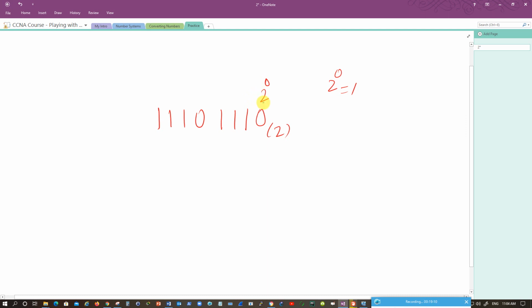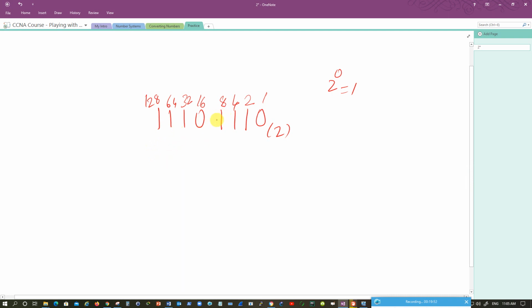This is 2 to the power of 0, which is equal to 1. This is 2 to the power of 1, which is equal to 2, and so on. So let me delete this so that we can write down the actual numbers. You write down 1, 2, 4, 8, 16, 32, 64 and 128. Ignore any number above a 0 and add the remaining ones. So 128 plus 64 is 192, and 192 plus 32 is 224.